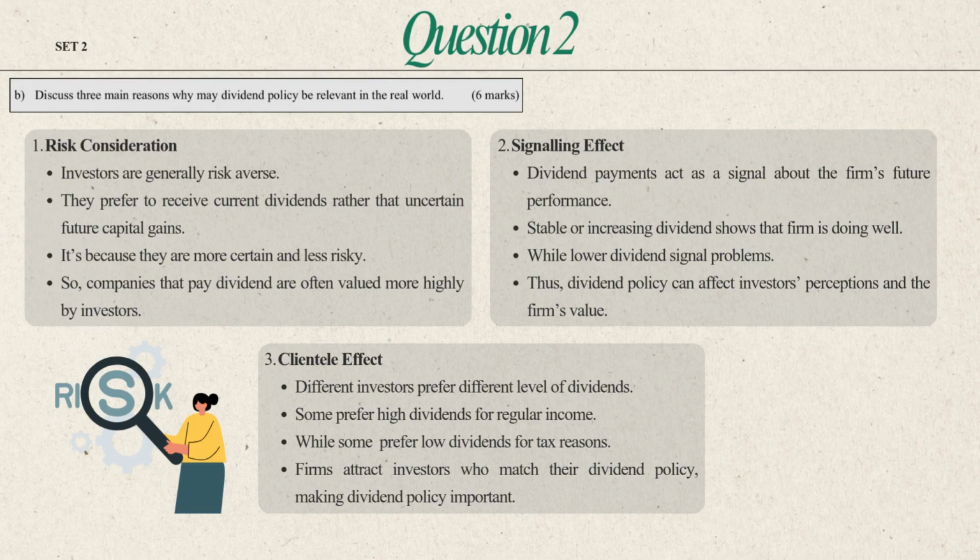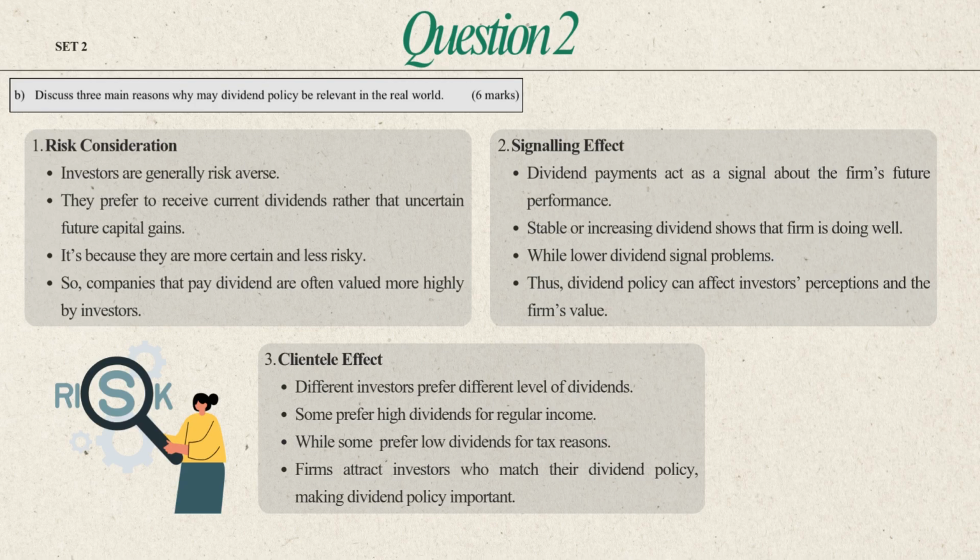4B, the question requires us to discuss three main reasons why dividend policy may be relevant in the real world. The first one is risk consideration. In the real world, investors are generally risk averse. They prefer to receive current dividends rather than uncertain future capital gains. This is because dividends are more certain and less risky. So companies that pay dividends are often valued more highly by investors.